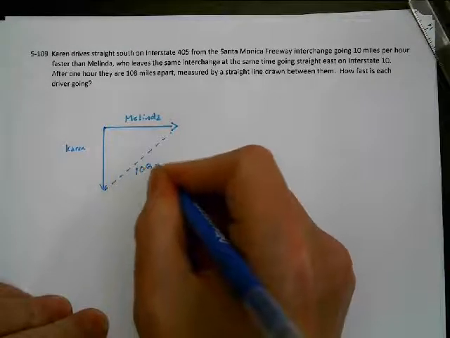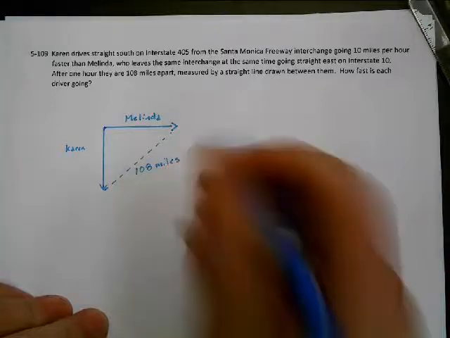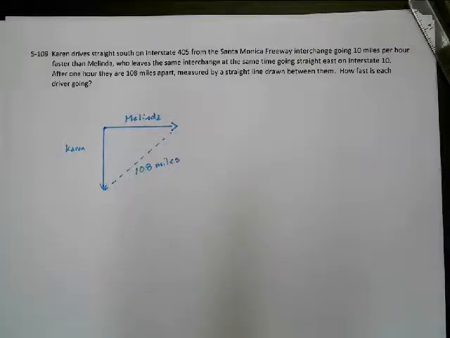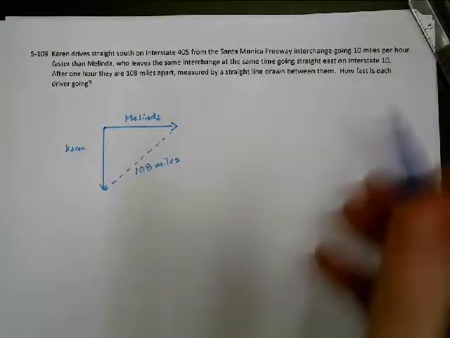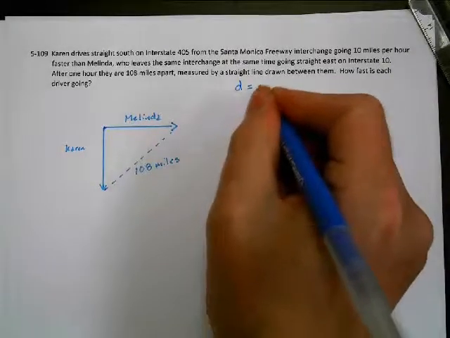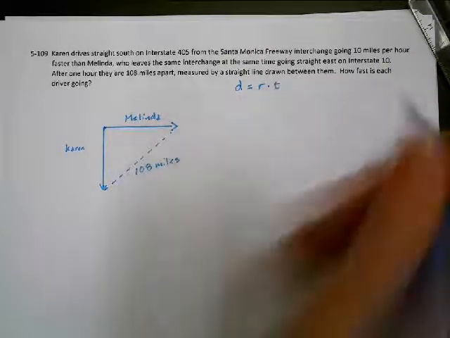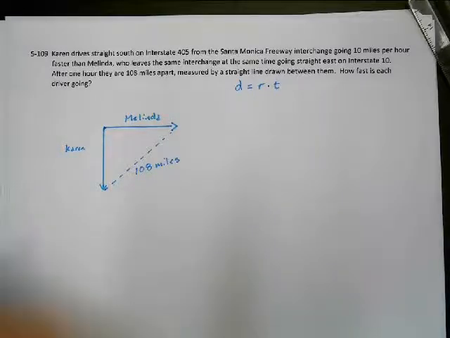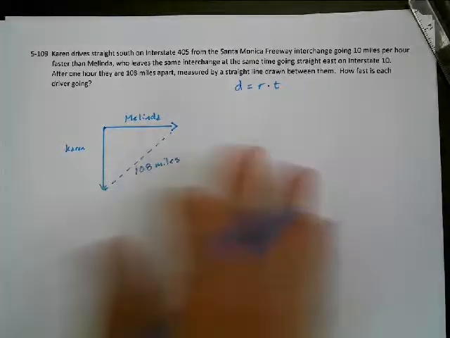All right, we want to know how fast each driver is going. There's a little bit extra that we need. We are going to use the distance formula. Distance equals rate times time. Okay, so we're going to do the distance for each of them, the rate for each of them, and the time for each of them.